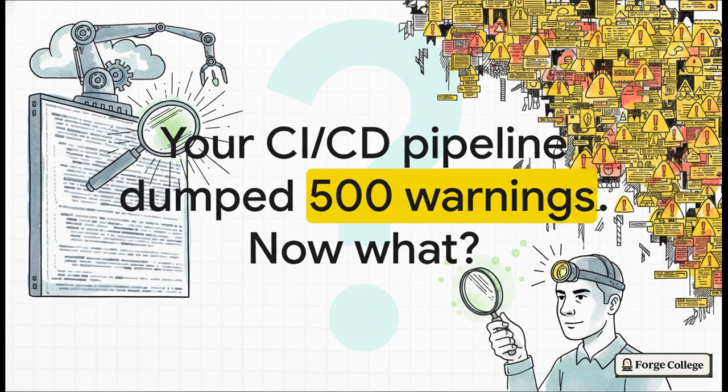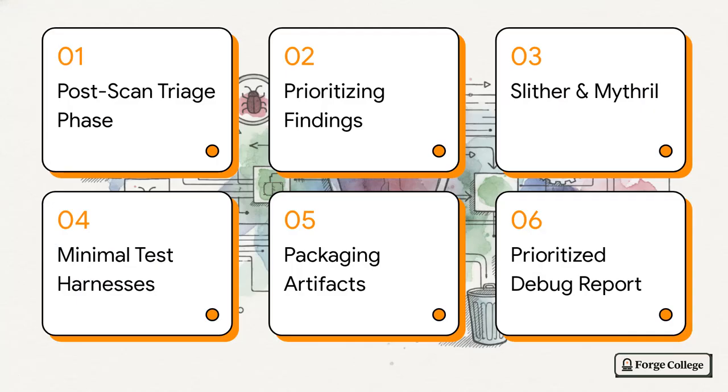But hey, don't panic. We just need to make sense of this noisy robotic output and find the actual signal in all that noise. So here is our game plan to do exactly that. We're going to cover the post-scan triage phase, prioritizing findings, corroborating Slither and Mythril, minimal test harnesses, packaging artifacts, and finally the prioritized debug report.